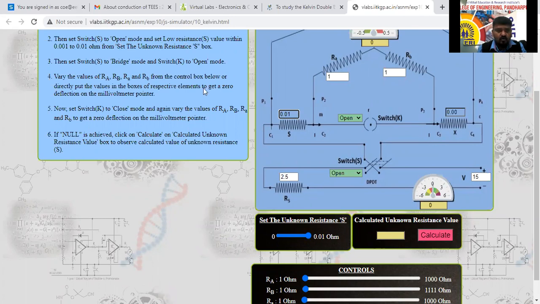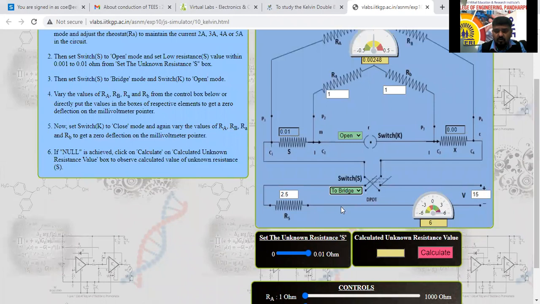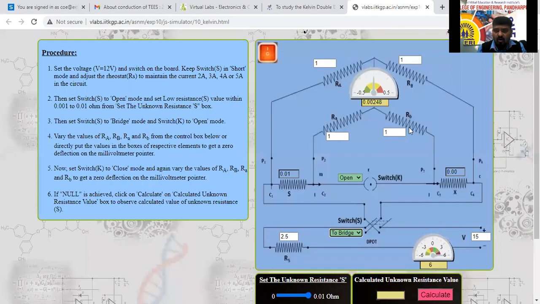Set the switch K value here now. Next, set the switch in the bridge mode. Bridge mode means it is connected to the bridge here now. See here, when it was open mode, the galvanometer was 0. When I make this one bridge mode, some value we are going to get here now. So by varying these all 4 resistances, we have to bring that one to 0 value here now.